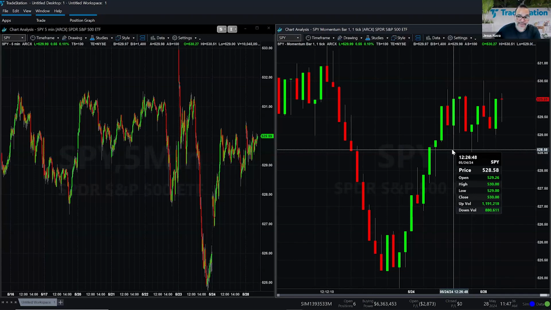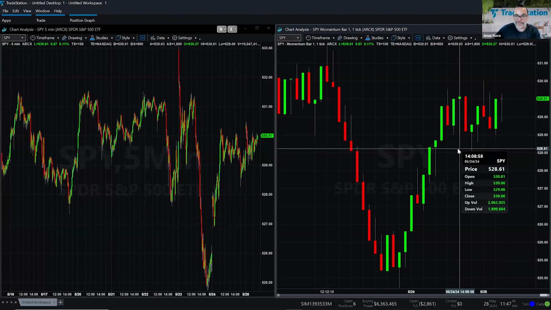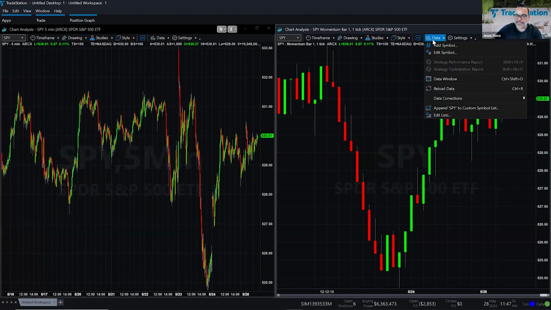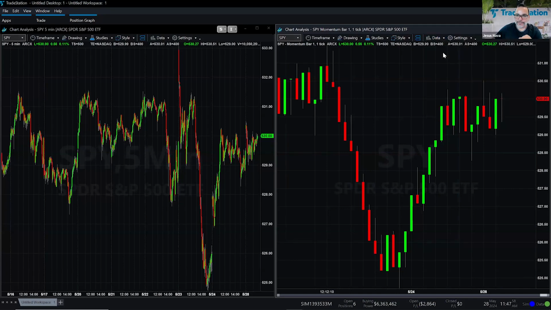The closing on this candle is 530. The opening of the next one should be 530.01. Is it? What's the opening here? 530.01. See the tick difference between the opening and the close. That's the only difference between momentum and range. Let's take a look at the third one, which is very similar to these two, which is case.